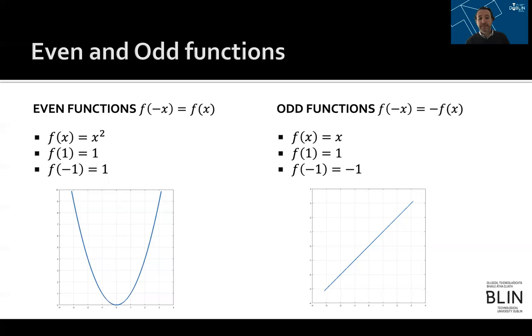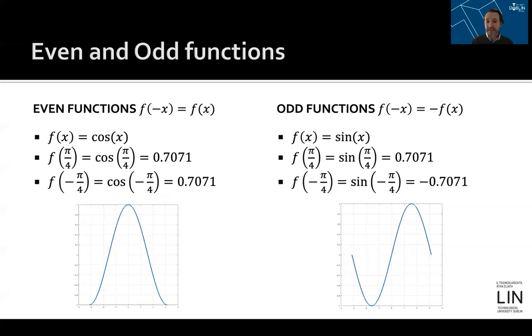So a simple even function is x squared. X squared is perfectly symmetric around 0. When x is 1, x squared is 1. When x is minus 1, x squared is 1. They mirror each other. An odd function is the line. When x is 1, the line is 1. When x is minus 1, the line is minus 1. So when you put in the minus version, it's just minus the positive version. And that's our definitions: odd functions and even functions.